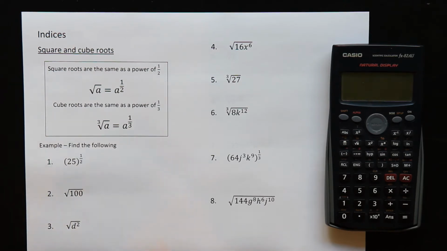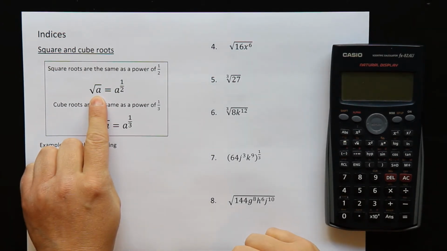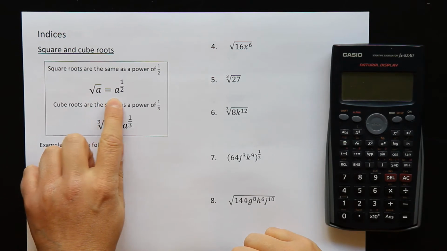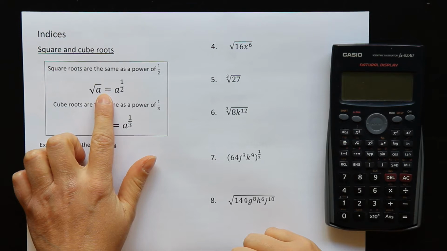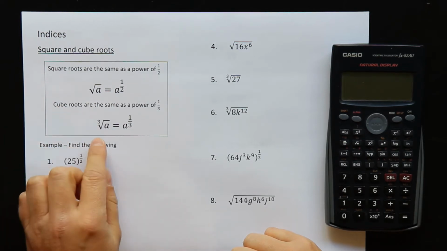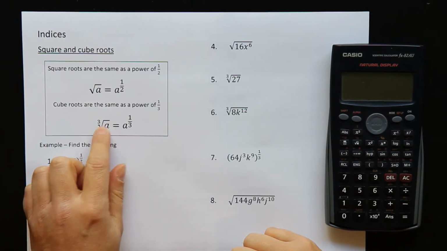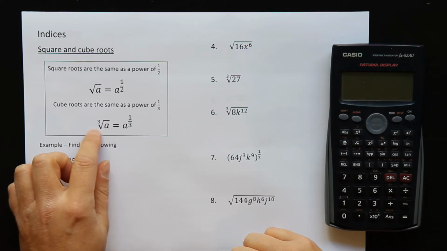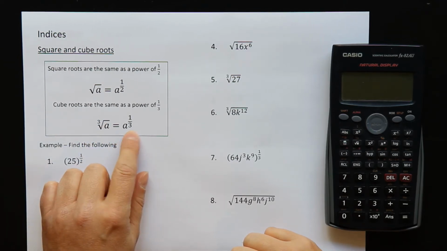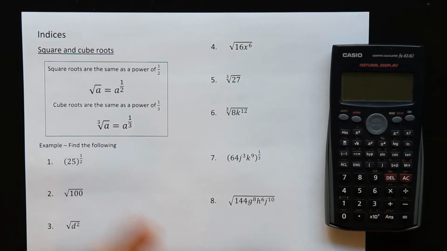Now a square root, here is the square root of a, it is the same as a to the power of a half. So you just need to know that those two things are actually equal. And for a cubed root, a cubed root is like a square root but it has a little 3 at the front of it. A cubed root is the same as a to the power of a third. Okay, so we're going to do some questions with that today.